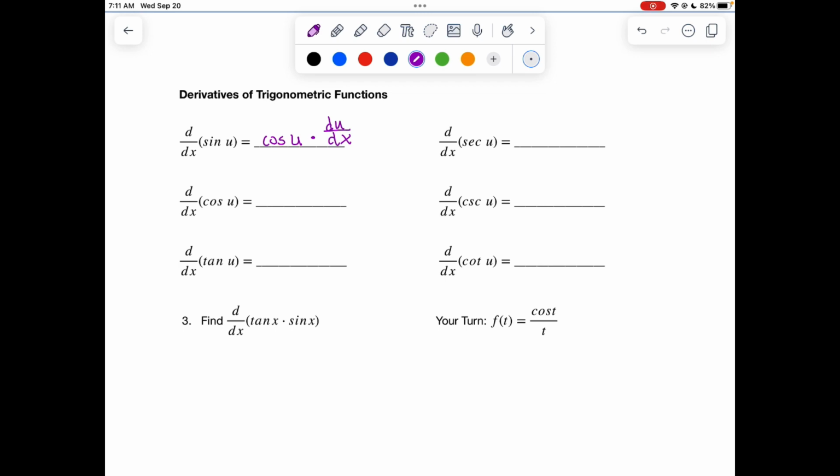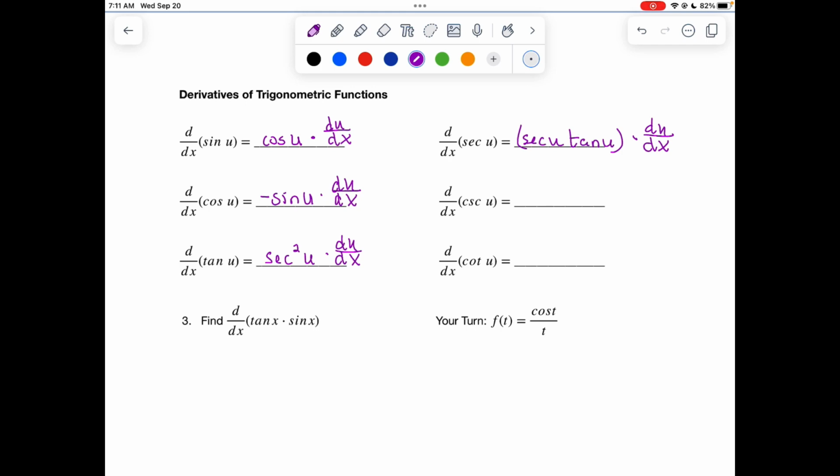So the derivative with respect to x of cosine u is negative sine u times the derivative of u with respect to x. And the derivative of tangent u with respect to x is secant squared u times the derivative of u with respect to x. And the derivative with respect to x of secant u is secant u times tangent u times the derivative of u with respect to x.